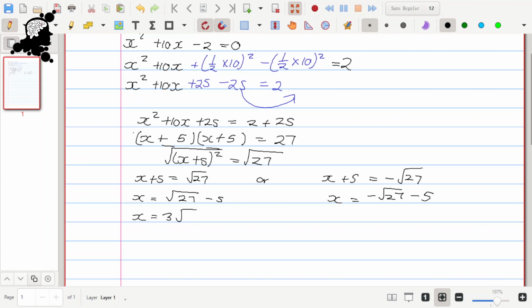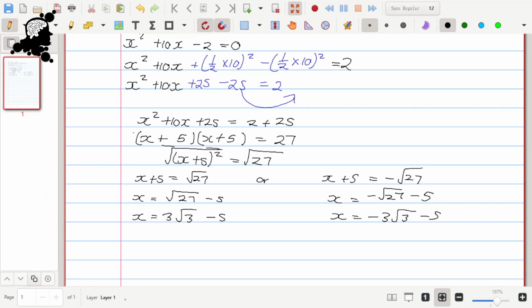is going to be 3 square root of 3 minus 5, or x is equal to negative 3 square root of 3 minus 5. Now, if the question asked you to write the answers in simpler surd form, you are done. If the question asked you to write the answers correct to 2 decimal places, what you could do is type this into your calculator. You can type 3 square root of 3 minus 5, and negative 3 square root of 3 minus 5 into the calculator, and you will get your answers in decimal form.